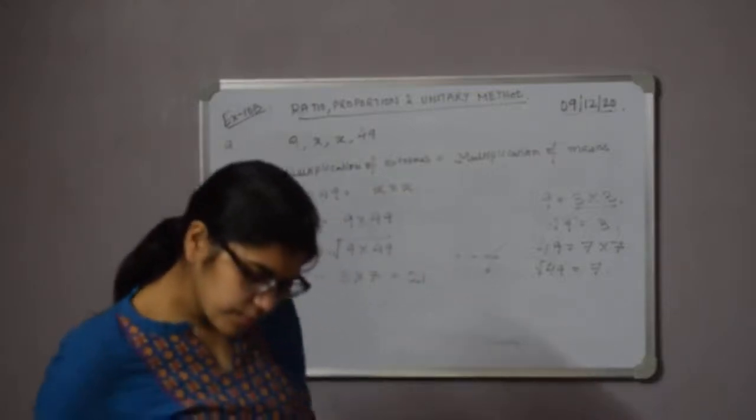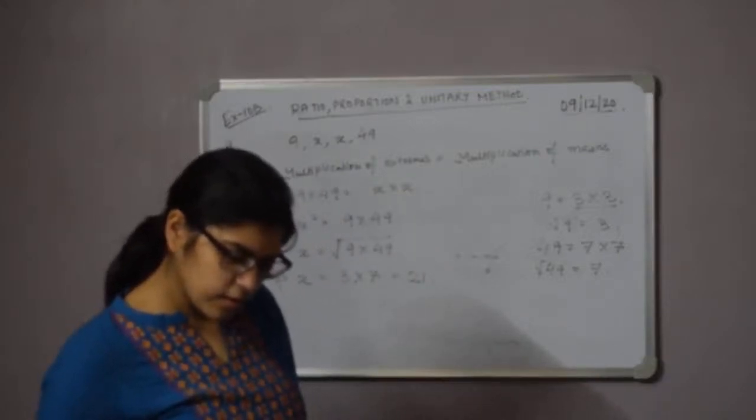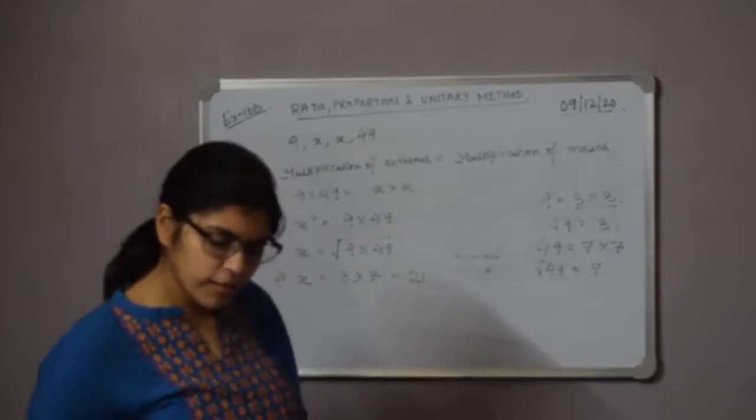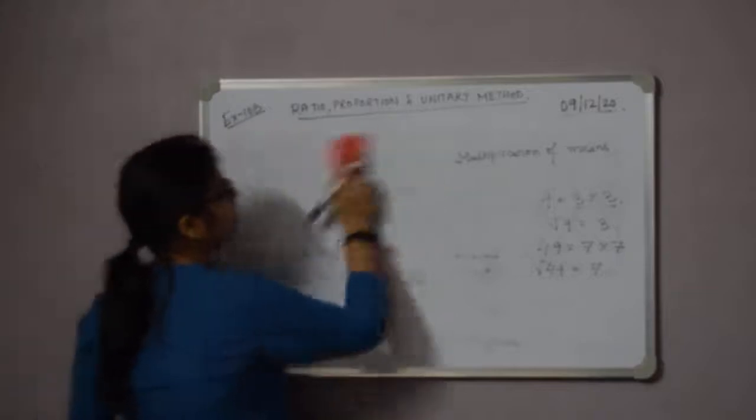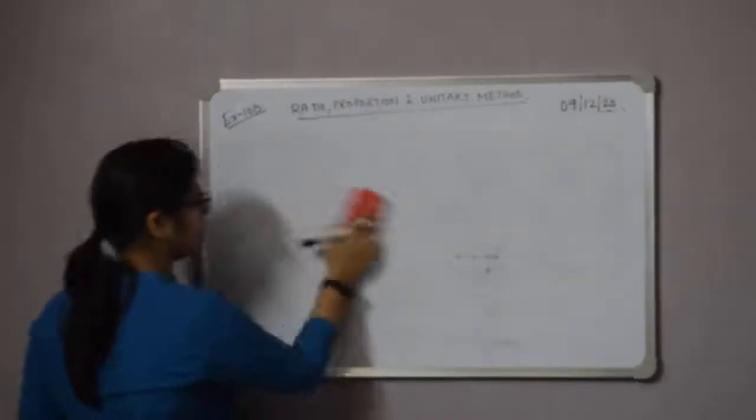Now the last sum from this exercise, though it is number 11, but we will solve up to number 10. Number 11 will be your homework. So let us solve the last sum, that is sum number 10.